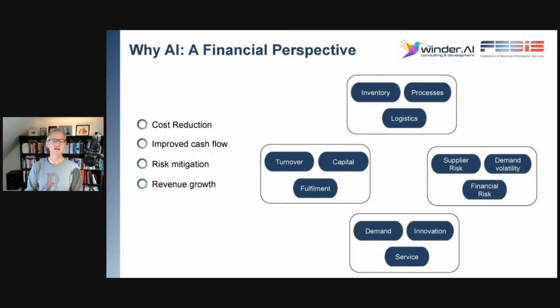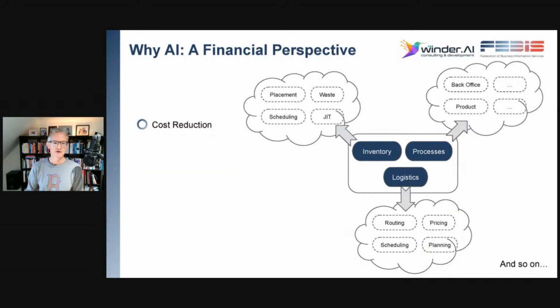Demand and service sides as well can all benefit from that. So lots of different areas of the business, and that probably isn't even exhaustive. I just wanted to demonstrate that it is possible to apply AI to nearly all of the business. But let's focus on one particular one. So the cost reduction element.